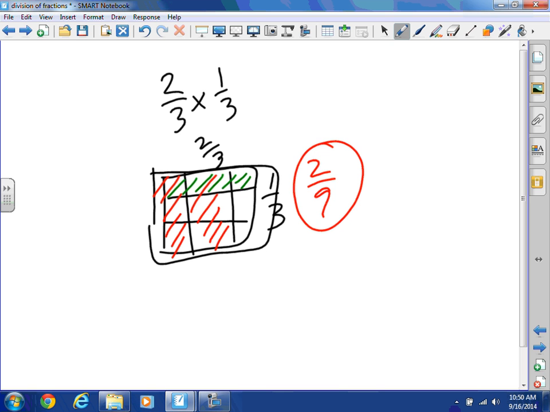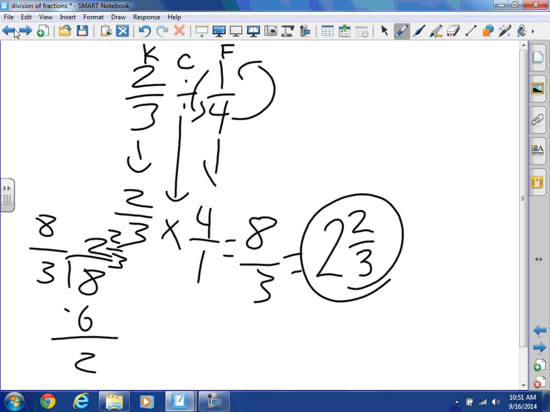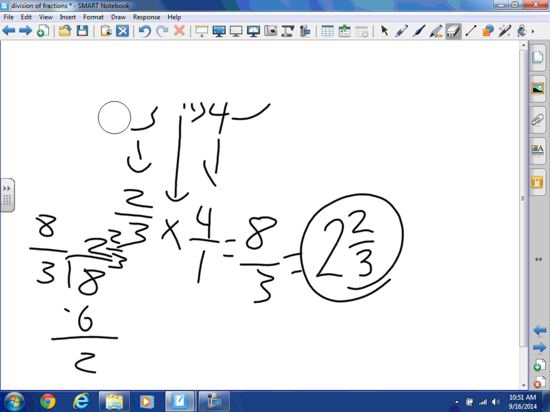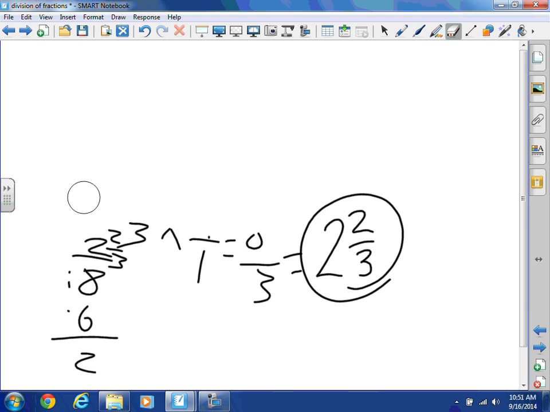But division isn't multiplication, so it's going to be a little bit more difficult, right? If I'm using division, this is how many 1/4 are in 2/3. Okay, so I'm going to show you something in just a minute.